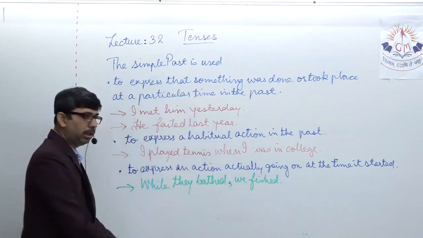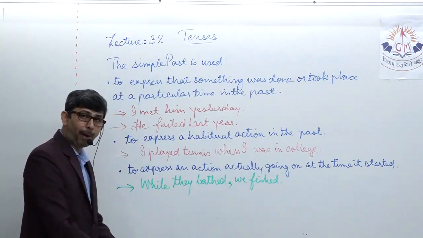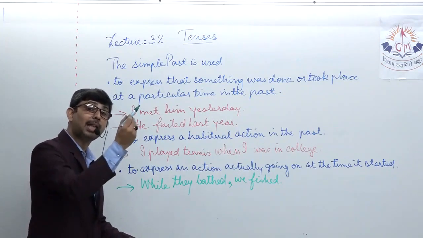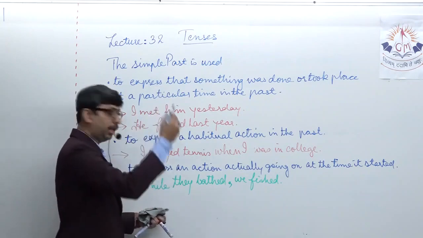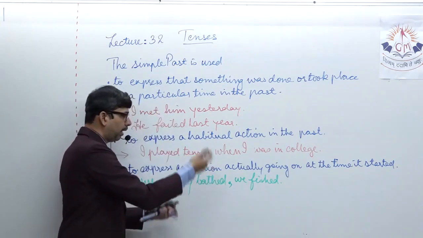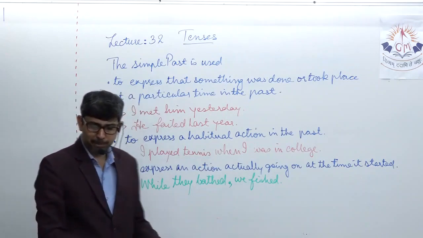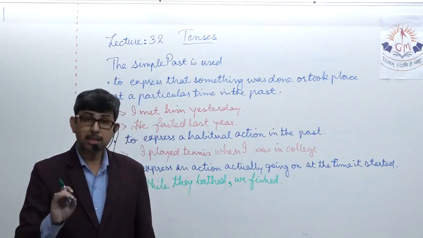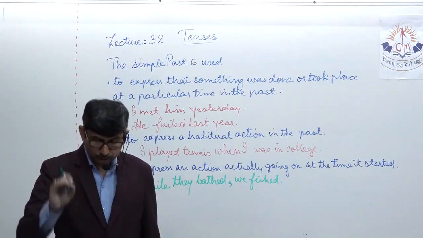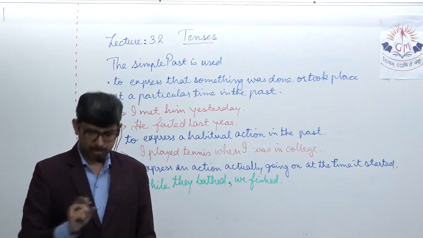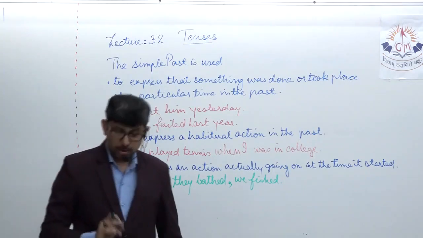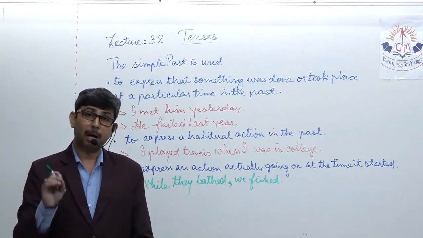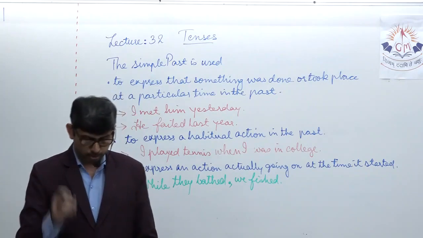Well, it is not in continuation now, so we cannot say it is a past continuous tense. You mean to say something that was happening at that time, that is when it started. While they bathed, we fished. So one simple example, very rarely you use examples like this, but it is a way to express an action actually going on at the time it started. Well, this was the first type of tense in the simple past or in the past. Let's continue with the next one.